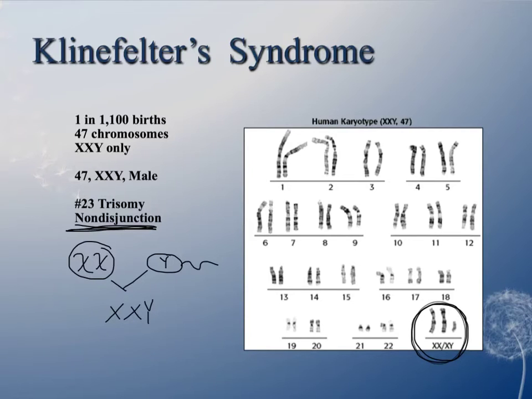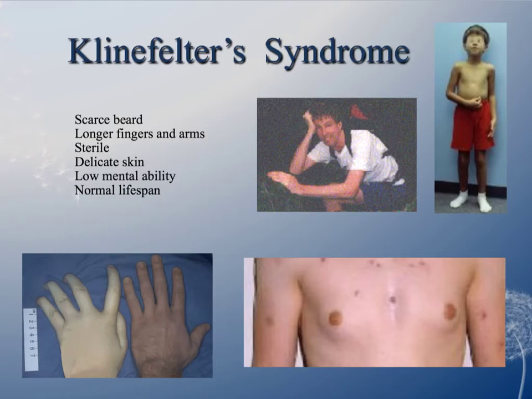Another way that this disorder could have occurred would be nondisjunction making the sperm as well. So the sperm could have possibly had the X and Y in it because they did not separate when they lined up. The egg contributed the X, and then you get your XXY for the male. These are some of the symptoms that go along with Klinefelter syndrome: a scarce beard, longer fingers and arms, which you can see here. They are sterile, so they cannot have children, having very delicate skin, a low mental ability, but they do typically have a normal lifespan.